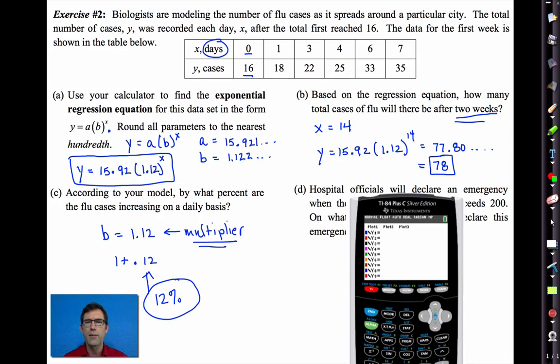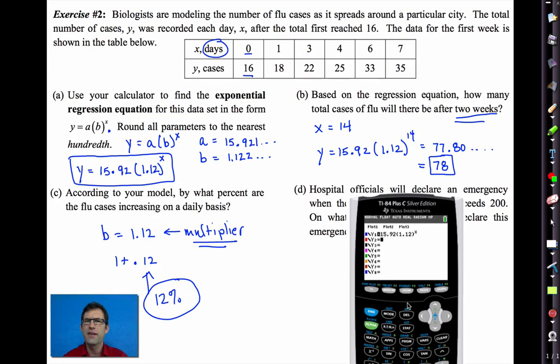And in y1, I'm going to put 15.92 parentheses, 1.12 parentheses. I got to use that little caret button to put the x up in the exponent. We did that a lot back in Unit 6. All right, as always, check out the equation. Make sure it's correct.